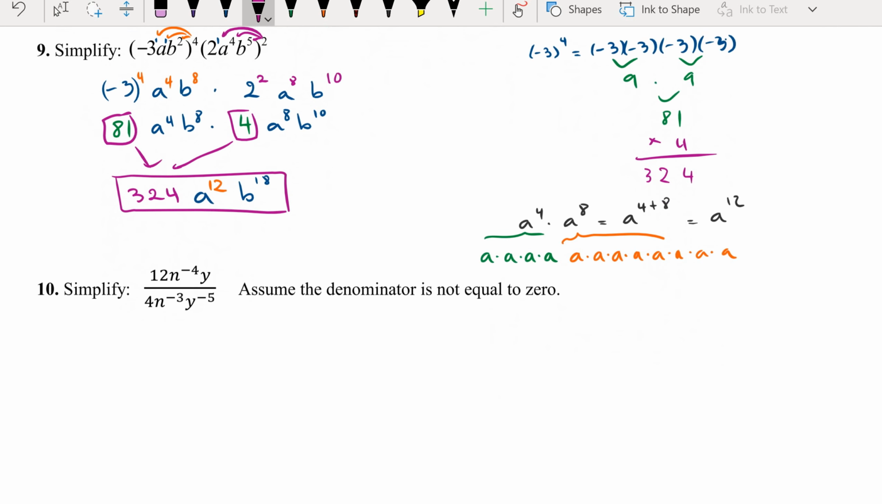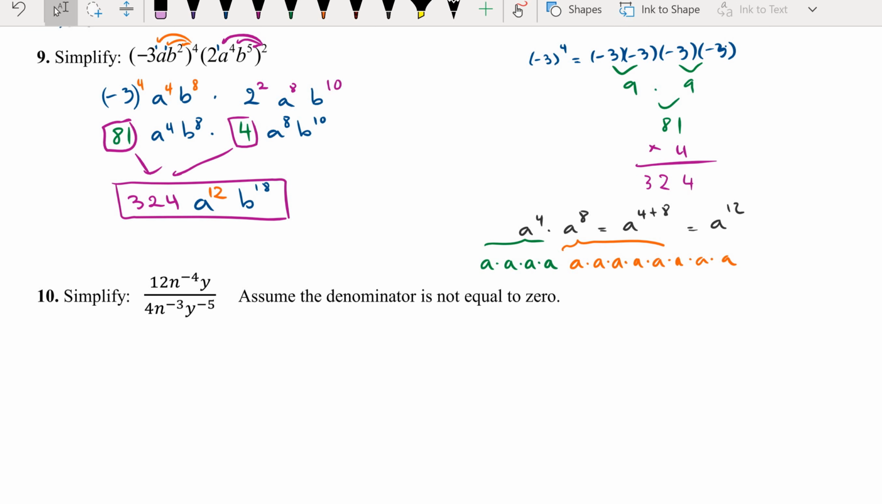Alright, problem 10. So when I say the negative exponent, I think we talked about this before, which means that letter is not happy with its place. What you're going to do is switch them. If they are on the numerator, you're going to bring it down to the denominator. If they are at the denominator, you bring it up to the numerator. So that's the first thing we're going to do.